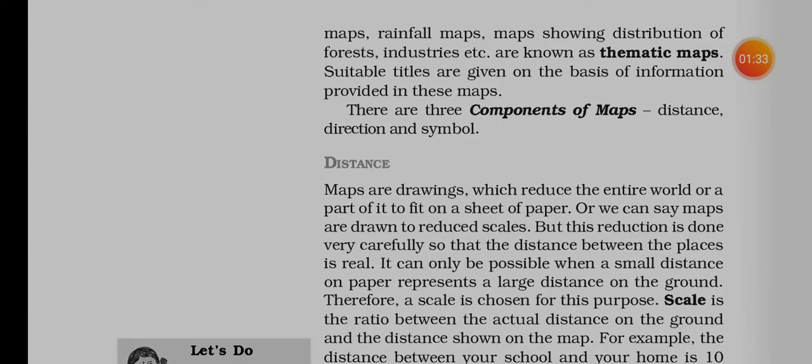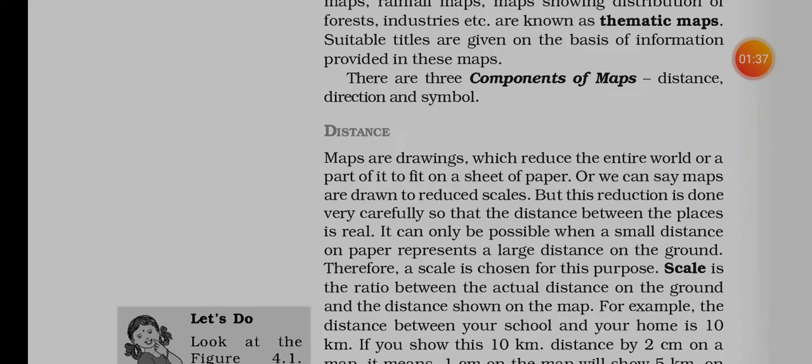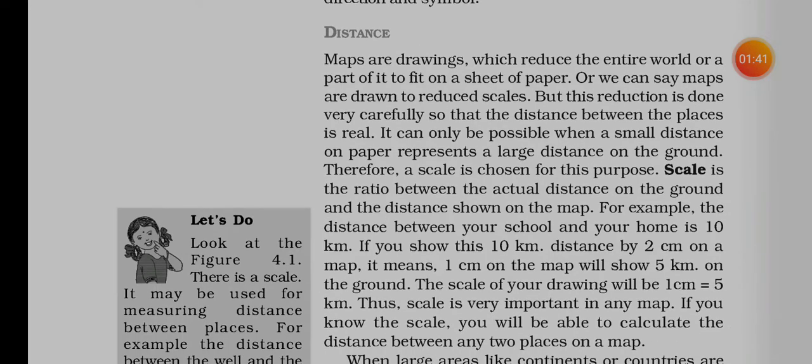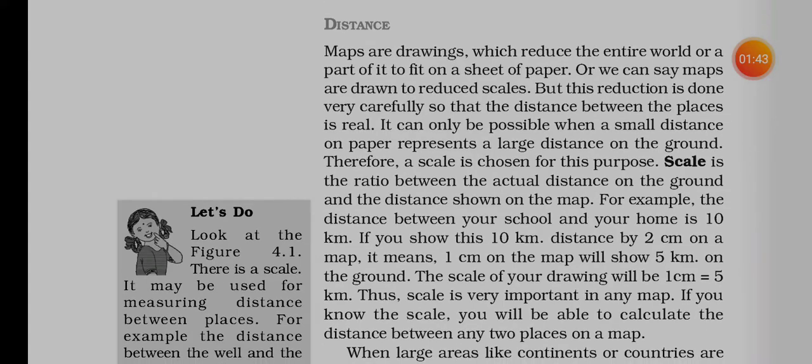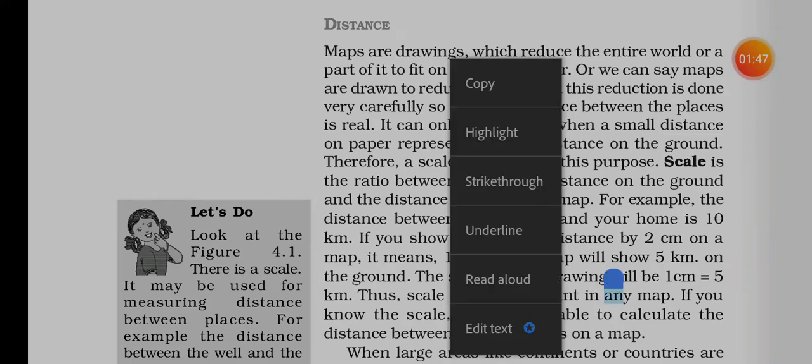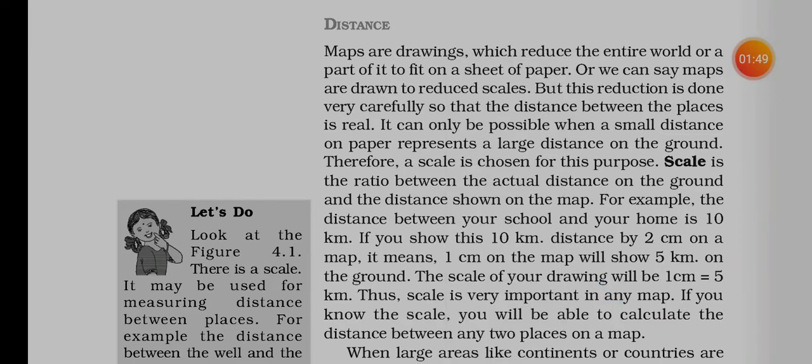So now let's understand the components of map. There are three main components of maps: distance, direction, and symbols. So now first understand the component distance. Maps are drawings which reduce the entire world or a part of it to fit on a sheet of paper.